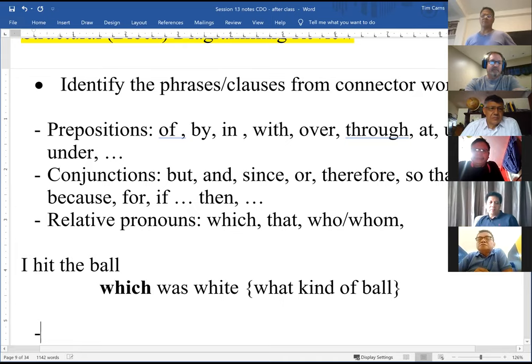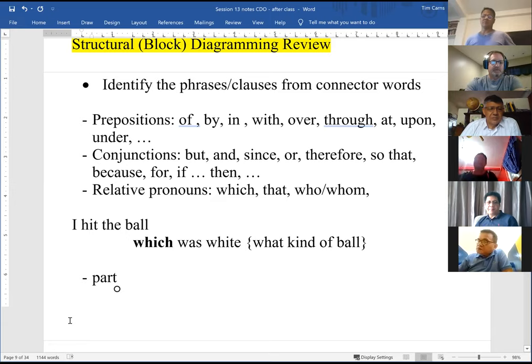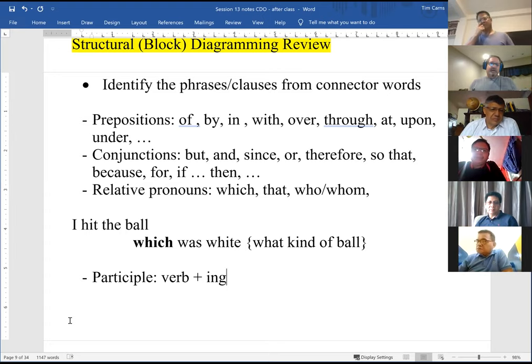Then we have a couple of more challenging ones. One is called a participle. You can think of these as verbs that have an "ing" ending. Now, not all "ing" words are participles, so you have to keep that in mind, but many are.